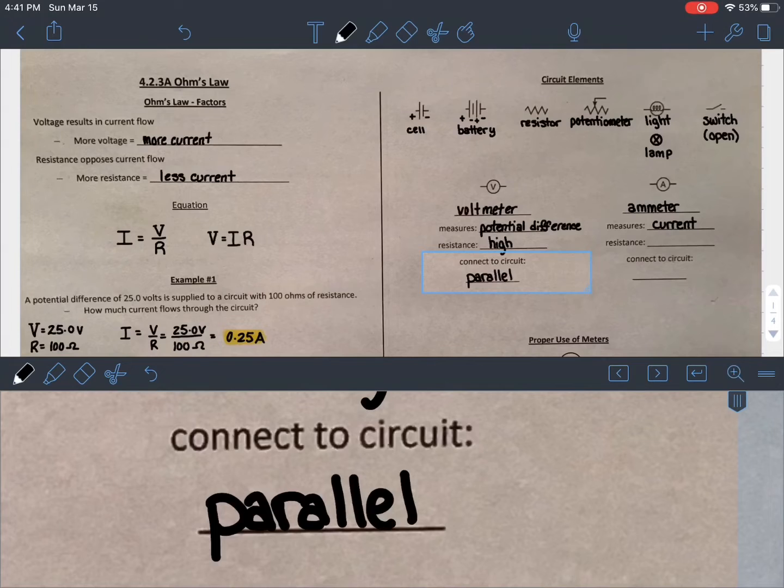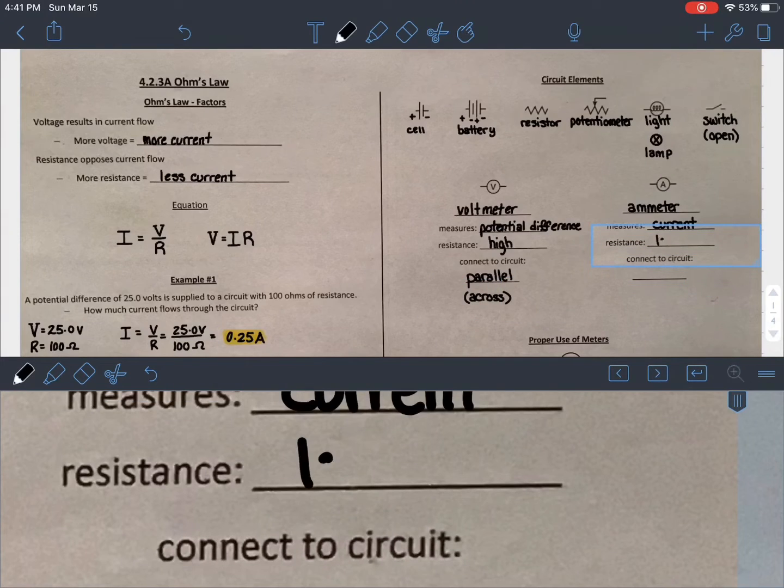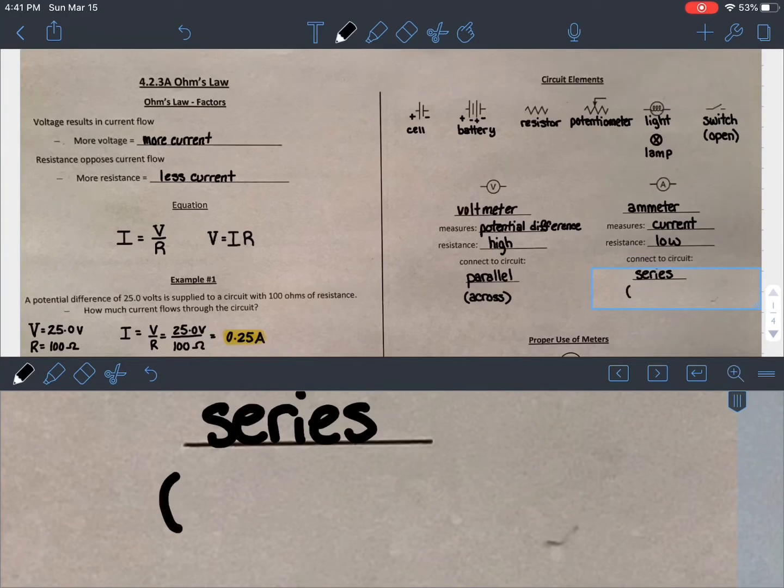The ammeter, on the other hand, we do want all of the current to flow through it so that we can measure it. So it goes into the circuit and becomes a part of the circuit, in what we say is series in the circuit.